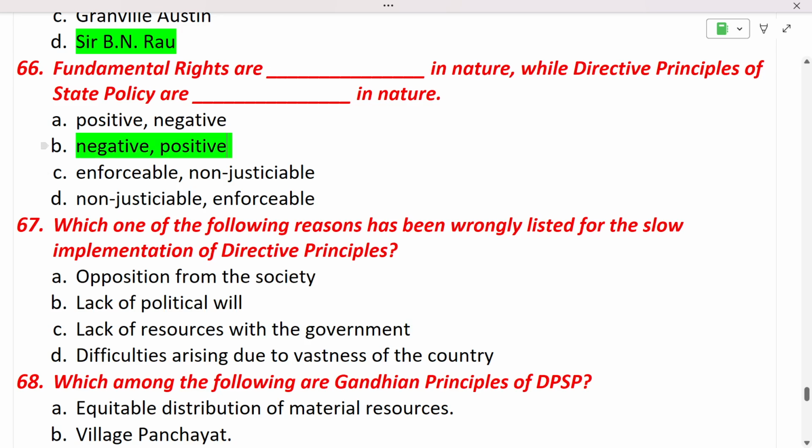Question number 67. Which one of the following reasons has been wrongly listed for the slow implementation of directive principles? Option A, opposition from the society. Option B, lack of political will. Option C, lack of resources with the government. Option D, difficulties arising due to vastness of the country. So the answer is B.